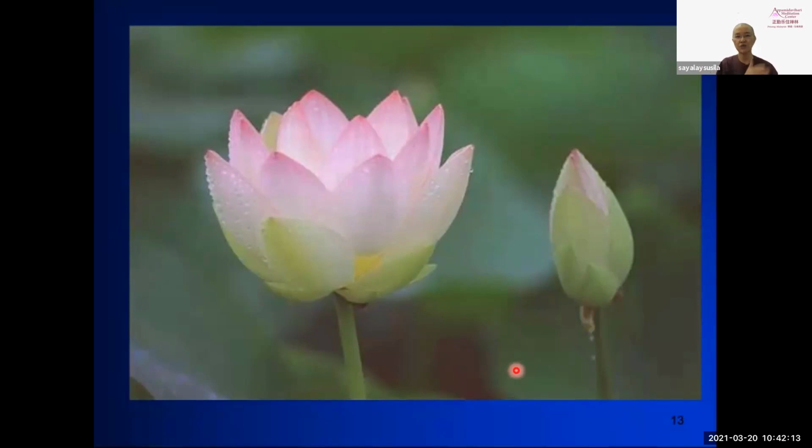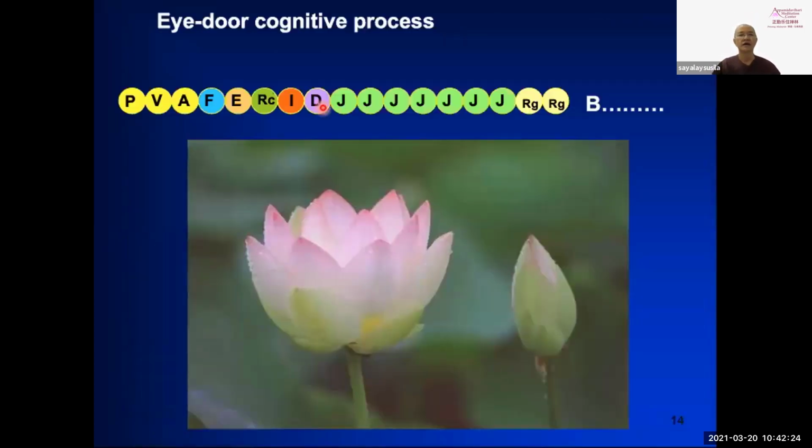So we want to know one by one now in detail. Just now it was only roughly. Now I want to explain in detail. Okay, so it's the eye door cognitive process. If you have my book, you can turn to page 29. Okay, the first one: when a visible object, because the lotus is a visible object, impinges on eye sensitivity or the eye base, we have learned this already.